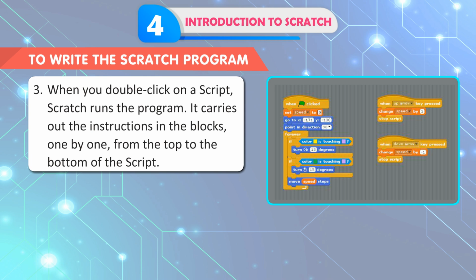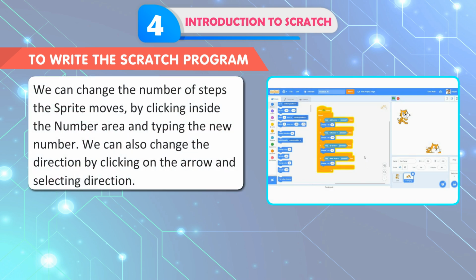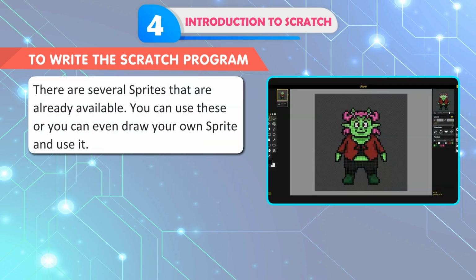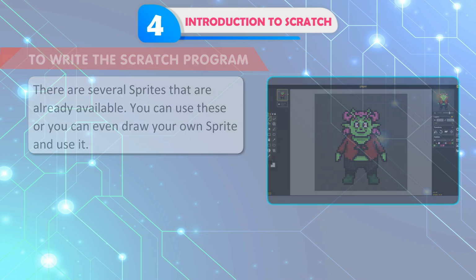It carries out the instructions in the blocks one by one from the top to the bottom of the script. We can change the number of steps the sprite moves by clicking inside the number area and typing the new number. We can also change the direction by clicking on the arrow and selecting direction. There are several sprites that are already available. You can use these or you can even draw your own sprite and use it.